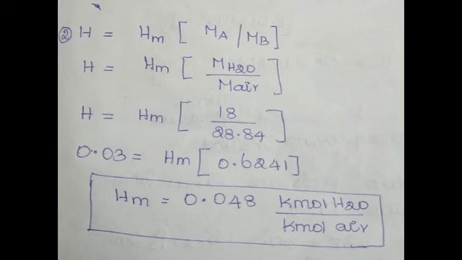So here capital H is known. This value taken from the graph is 0.03. Hm into molecular weight of water 18, and molecular weight of air is given data, so you should take that value 28.84. So finally the absolute molar humidity is 0.048. Unit of absolute molar humidity on a mole basis: kilomole of water divided by kilomole of air.